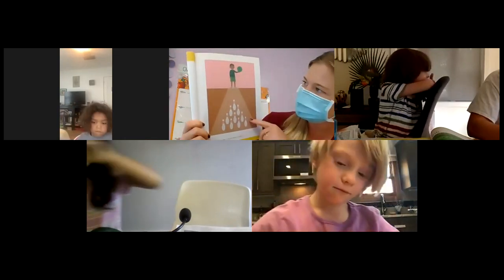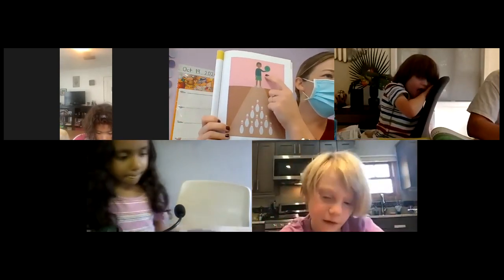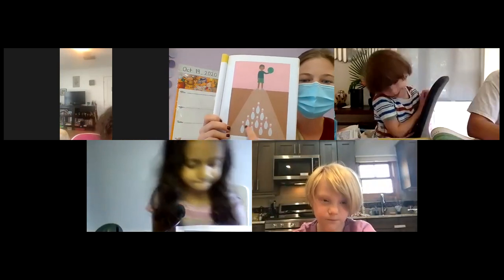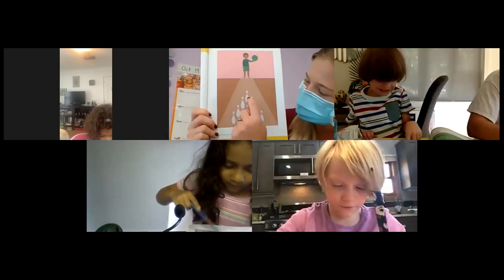Okay, so let's look at page 57. I see a kid. He's got a bowling ball. And how many bowling pins does he have down here? Raise your hand. How many bowling pins? Let's count them.